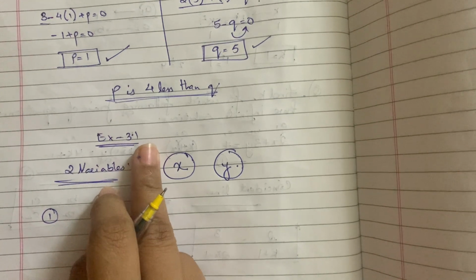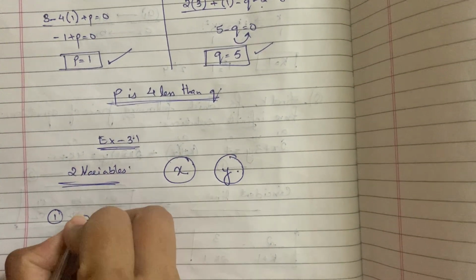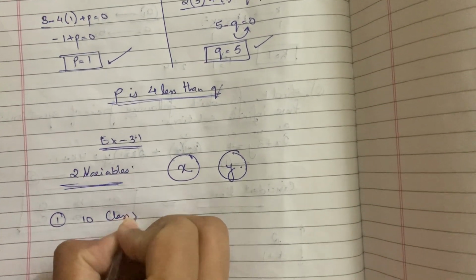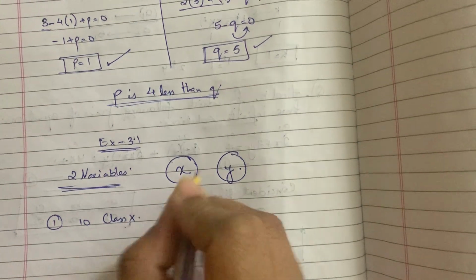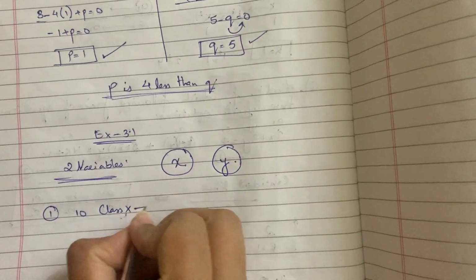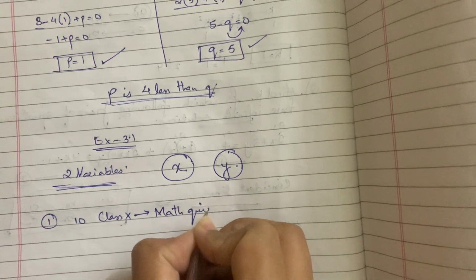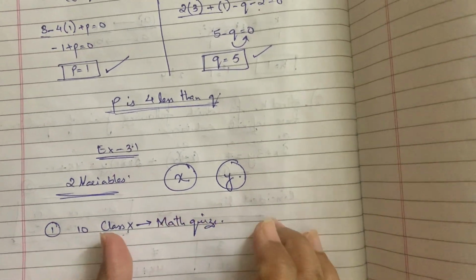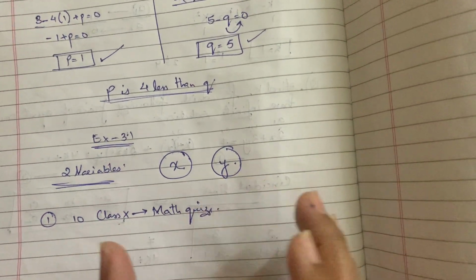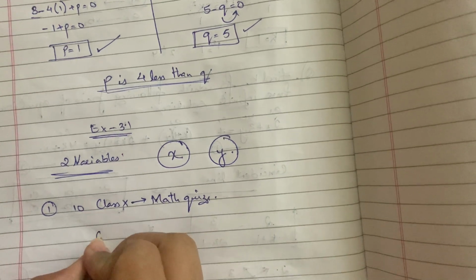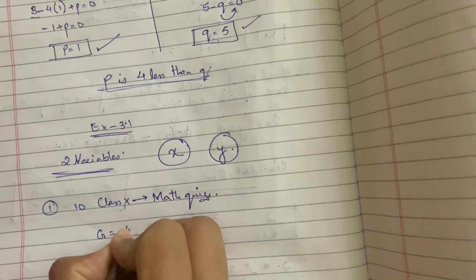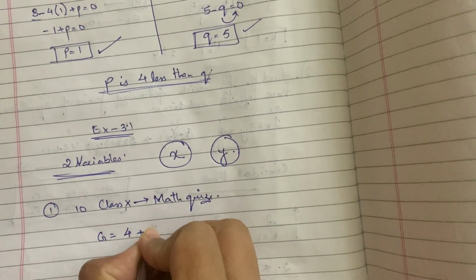Exercise 3.1. It says that 10 students of class 10 took part in a mathematics quiz. Okay, they took part in a math quiz. How many students took part? There were 10 students who took part. Then it says if the number of girls is 4 more than the number of boys.